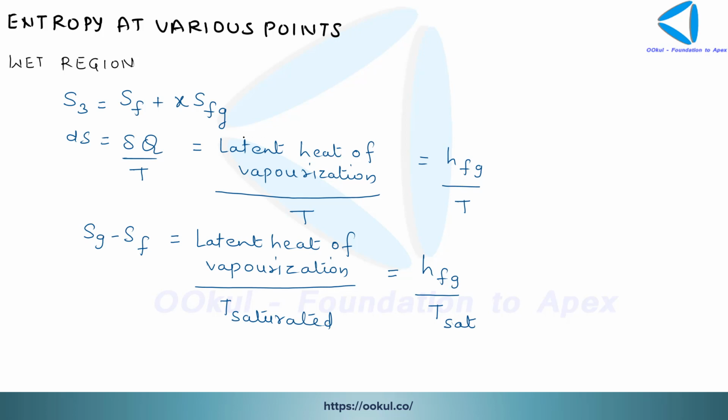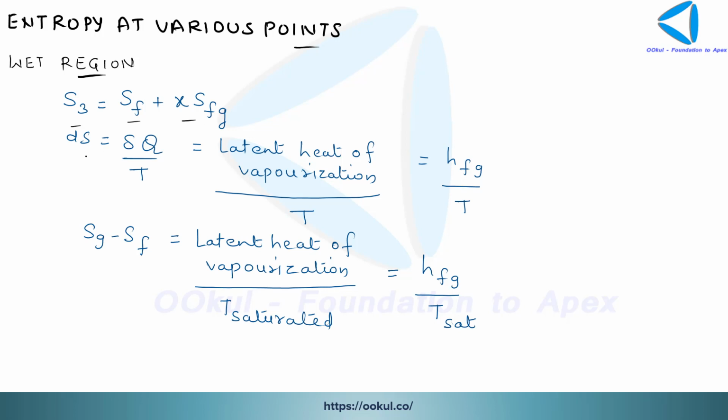Next we see the entropy at various points. The three points remain the same, that is, point 3 lies in the wet region, point 1 lies in the subcooled region, and point 2 lies in the superheated region. Okay, so for the wet region we have S3 equal to SF plus X times SFG.